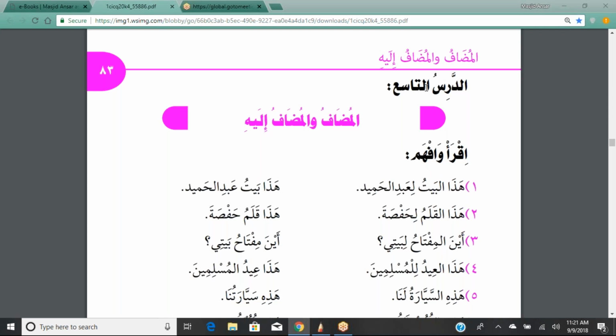Type this word idafa means to add something to something. Idafa is to add. You have mudaf, the thing that you use to add to. Mudaf ilayh means it's added to. It's added, and what's added to. There's no way to translate this. Translation doesn't do justice to it.